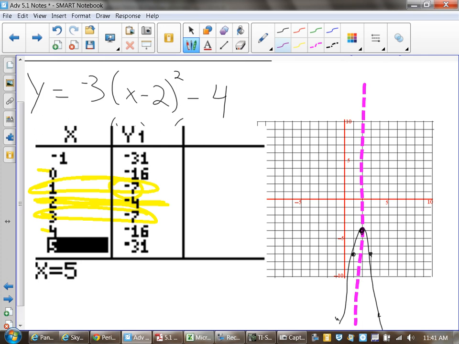Use the calculator to help you find symmetric twins, because the bare minimum that I want you to be able to do here is identify your vertex. Is it up like a cup, down like a frown? Is it maximum or minimum? What's the axis of symmetry? And can you plot a couple of symmetric twins? Make sense?